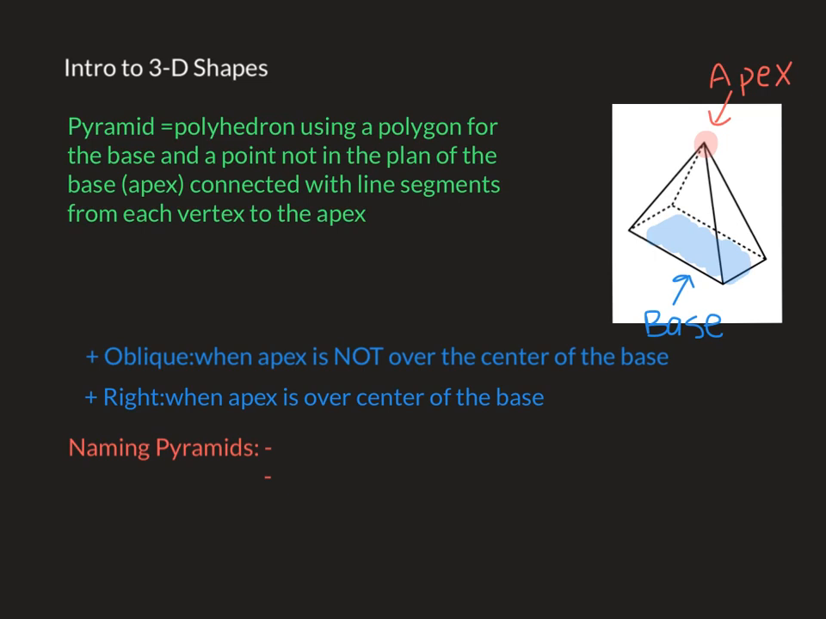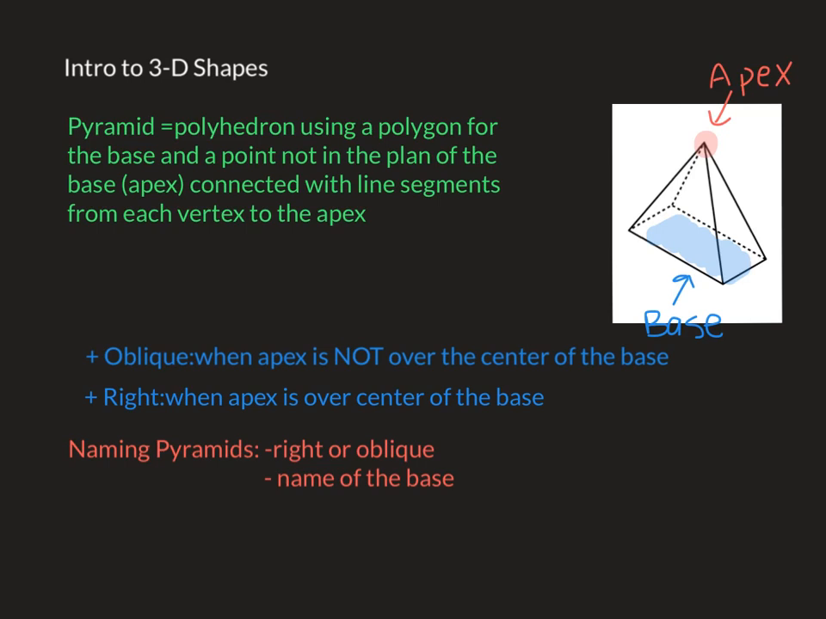Just like prisms, we go ahead and name pyramids in the exact same way. The first thing that we always want to make sure we say is if it is either right or oblique. And then the second thing that we want to make sure we say is, again, the name of the base. I promised we'd go back to the pyramid that we have up above. Why don't you take a second, see if you can figure out how to name it.